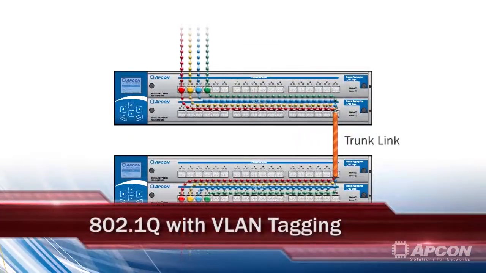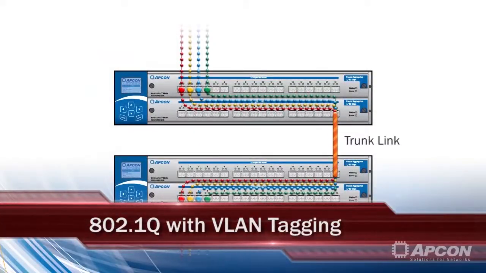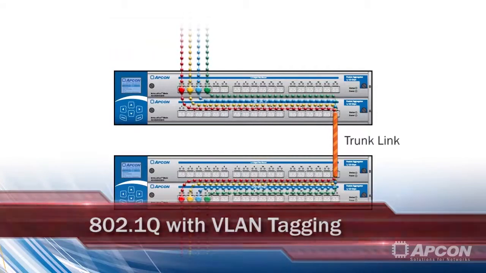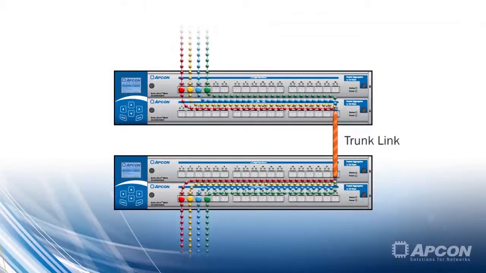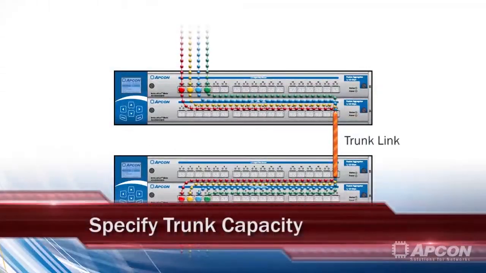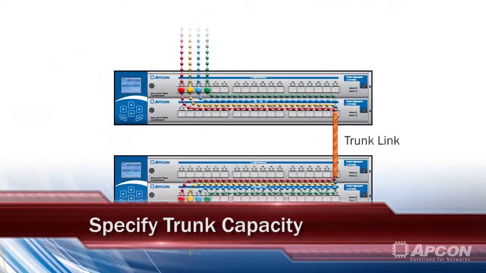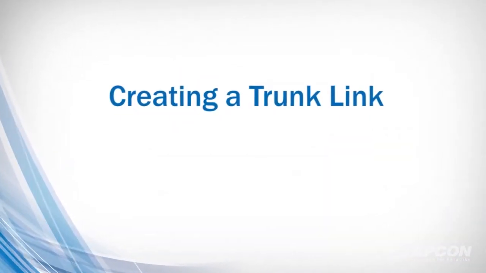Both trunk types utilize 802.1q with VLAN tagging that is assigned and created automatically within Titan when the trunk is provisioned. With a shared link, you can specify the carrying capacity of the trunk and of each connection passing over the trunk. This helps you accurately plan your trunk usage.